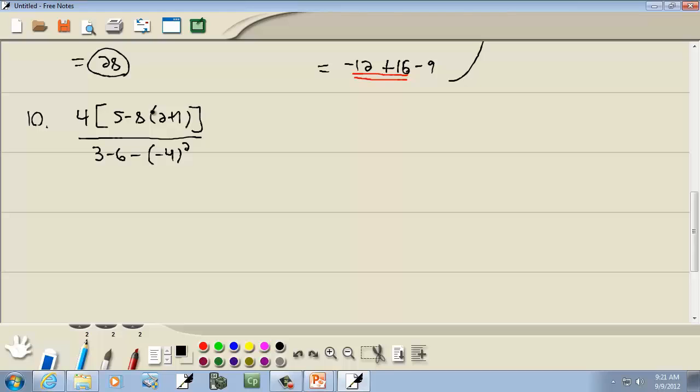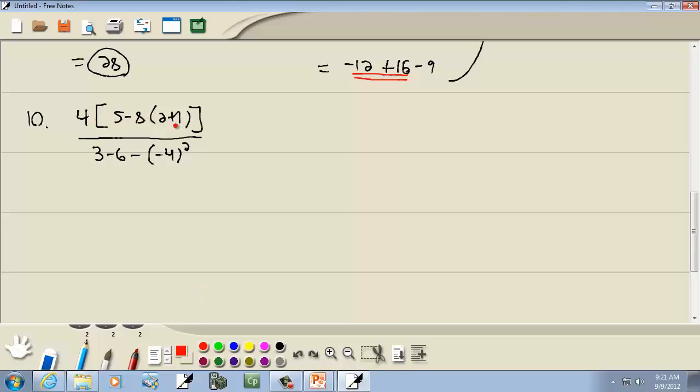Okay, when you've got a fraction, you do the top part completely, you do the bottom part completely, then you handle the fraction. Normally we might think you do division before addition and subtraction, but you have to do the top part completely and the bottom part completely. It's kind of like Please Excuse My Dear Aunt Sally. The top of the fraction and the bottom of the fraction are considered like parentheses. So look at the top part.